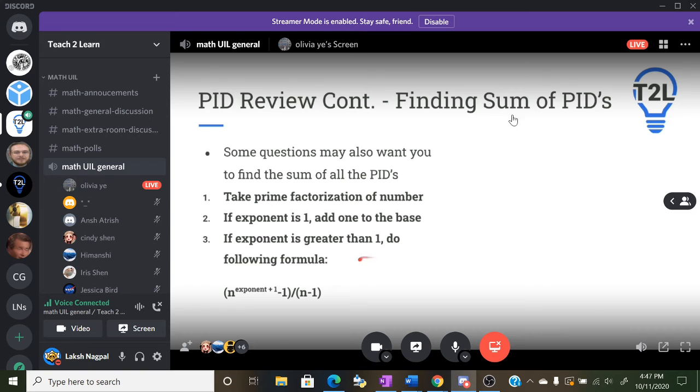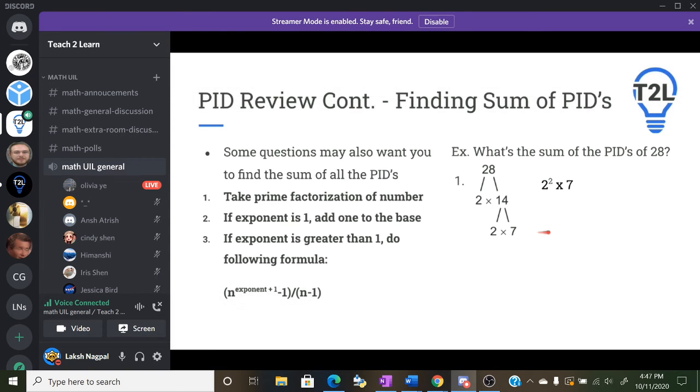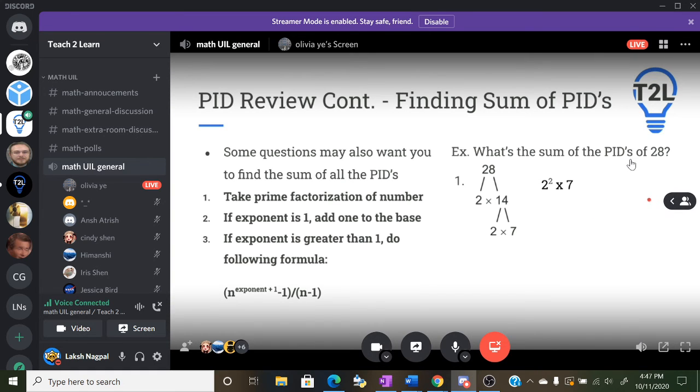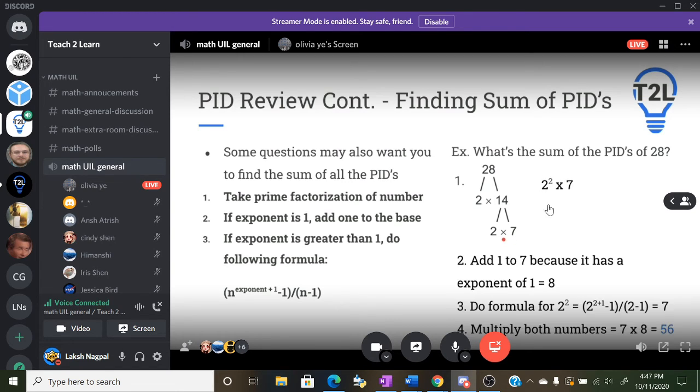So looking at the example, let's say you're asked to find the sum of the PIDs of 28. First, start off by taking the prime factorization of 28 to get 2 squared times 7. Once you have the prime factorization, you want to take a look at the individual numbers, so that's 2 squared and 7.